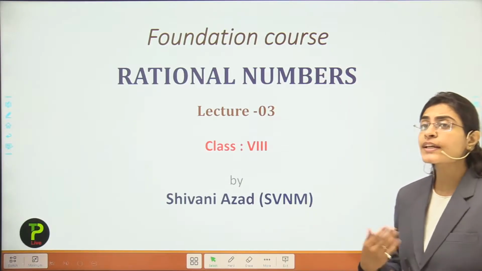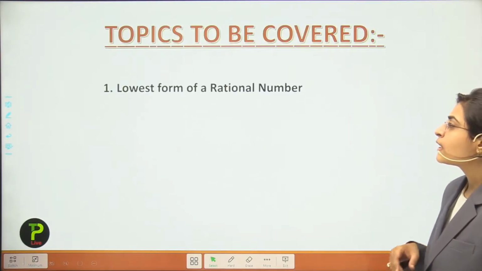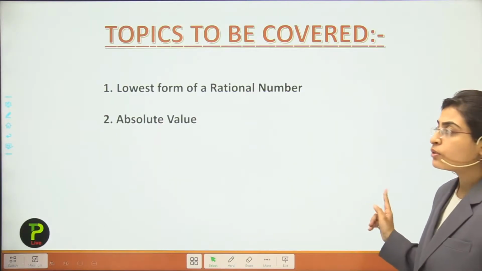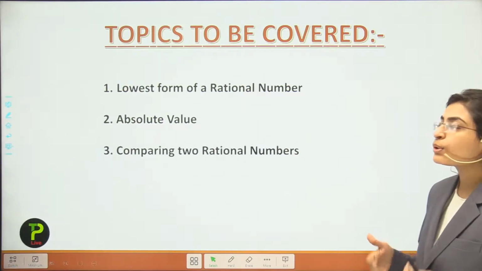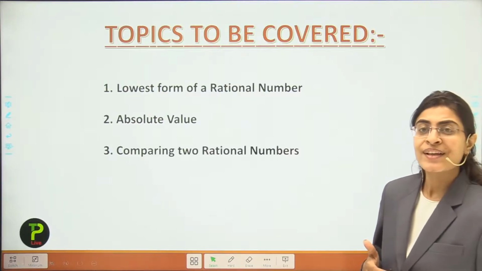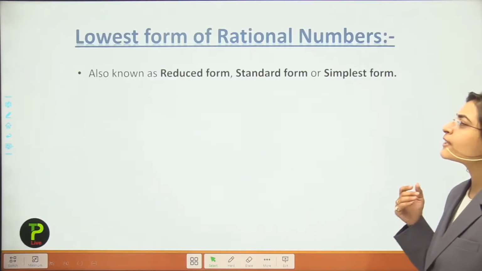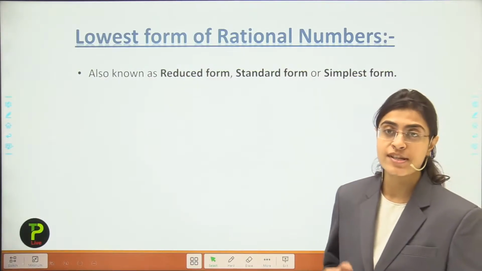So in today's lecture we will cover lowest form of a rational number, absolute value and comparing two rational numbers. So let us start with the first topic. Our first topic is lowest form of rational number.